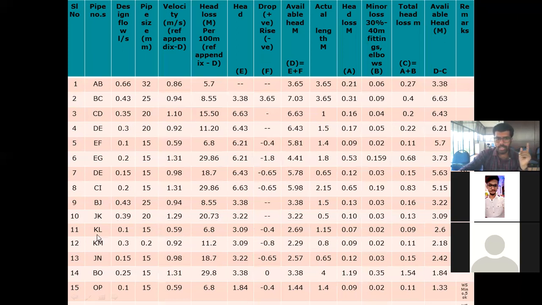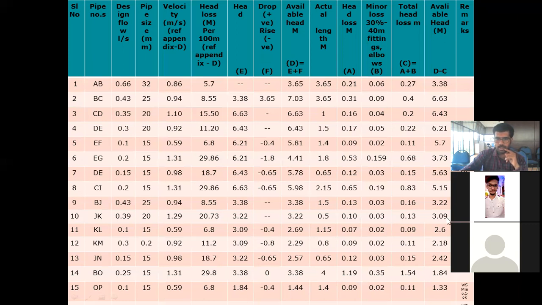We are dealing with KL, okay, 11 to 1. Velocity you will be getting from the appendix D table. Head loss also you will be getting from the appendix table. And head, which is 3.09. So actually this 3.09 is coming here. Again, after the negative drop, available head is 2.6. Again, this 2.6 should now come here, but again this 3.09 is coming here.